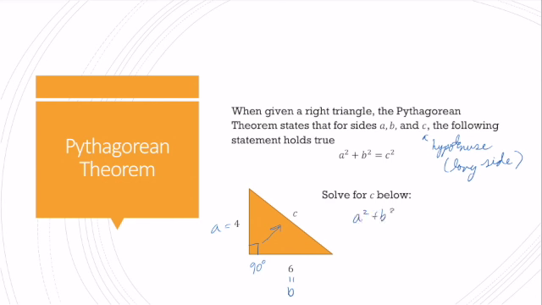So I'm going to take A squared plus B squared equals C squared. 4 squared plus 6 squared equals C squared. See, I'm just substituting in. 4 squared is 16. 6 squared is 36. That leaves me with C squared is 16 plus 36, which is 52. Now I'm going to take the square root of both sides. So I get the square root of 52 equals C.